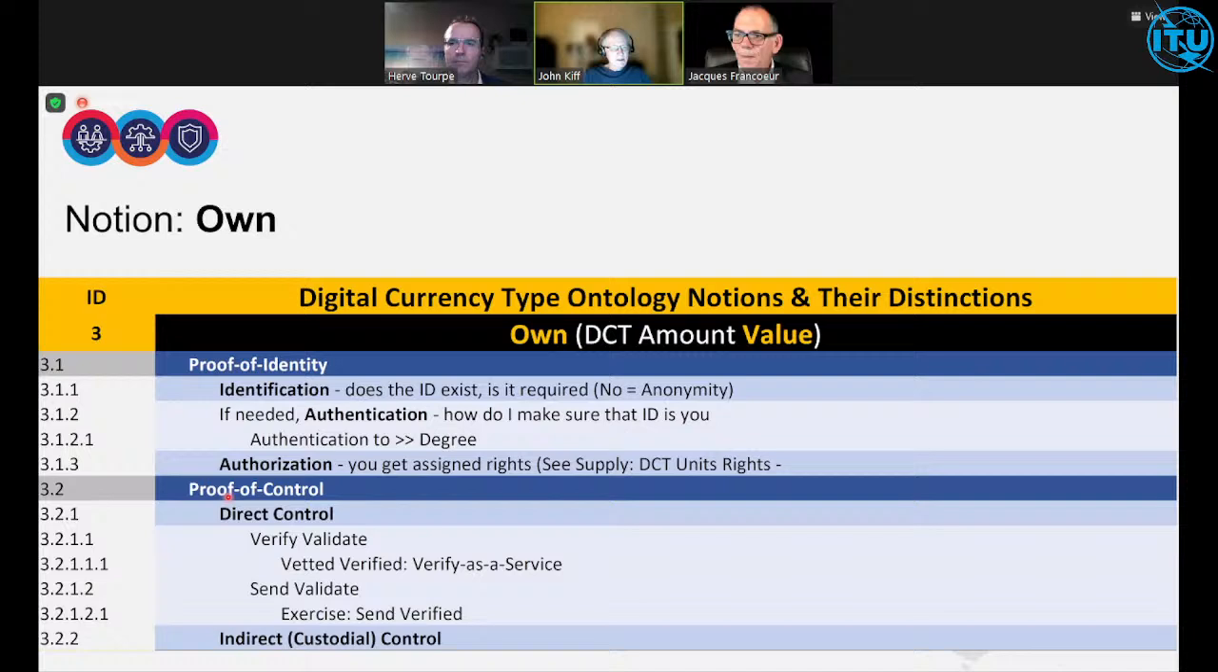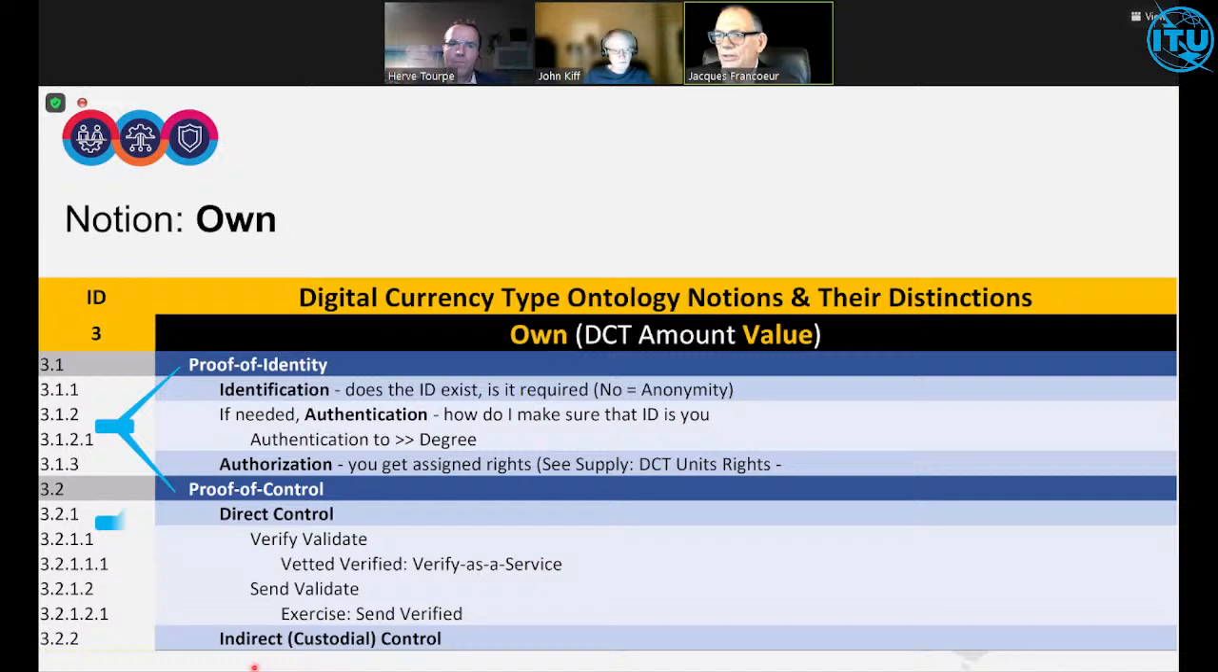Proof of control, interesting enough: direct control, indirect control. So this distinction, and the point is, we need to find root level distinctions that are that fundamental. This tree introduces the whole custodial of your DC store versus direct control over it. So let's continue, but you can see that that's a very important consideration. Let's go to the next one.